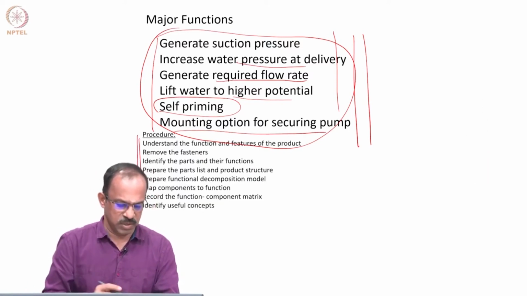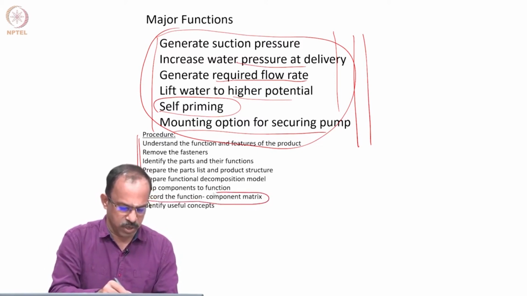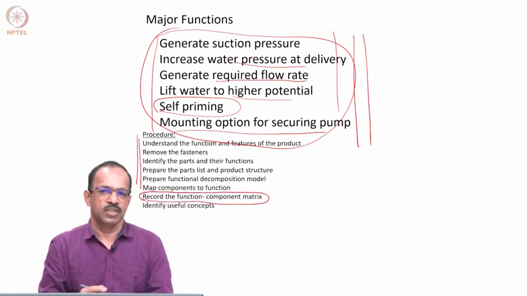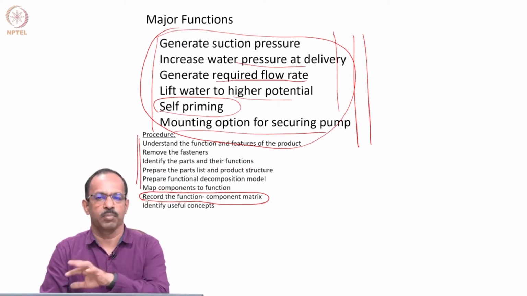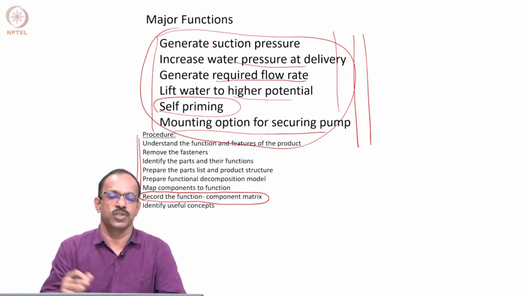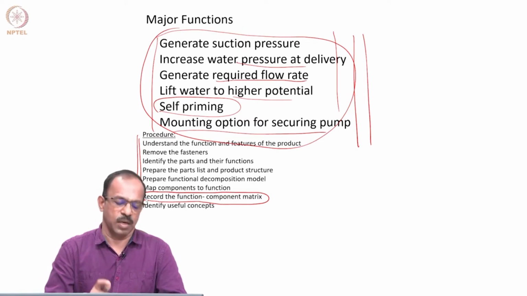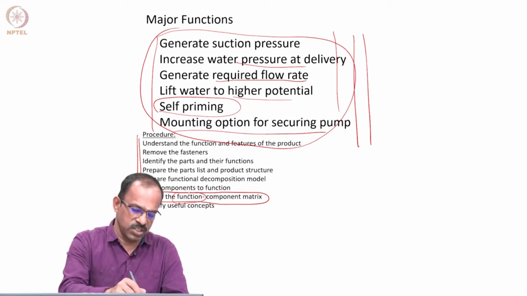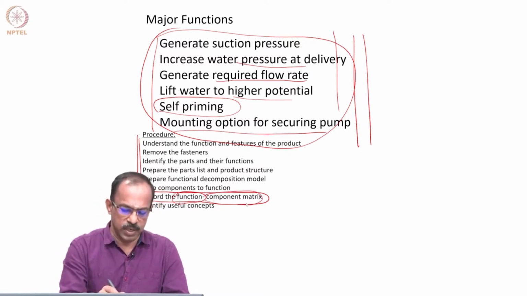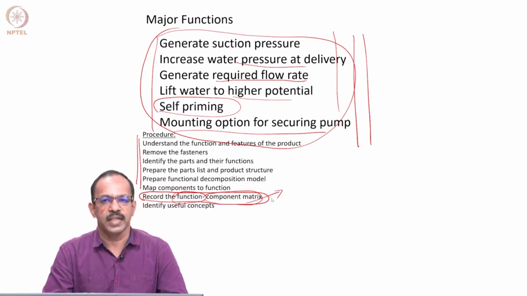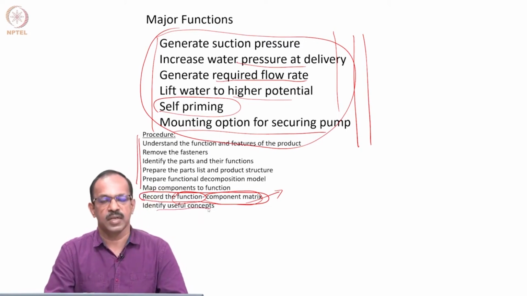Most of the initial procedure remains the same, and then what you need to do is write a function to component matrix. Now this you might have done earlier also. Earlier what we used to do was map part to component, part to function, and here you can do that with function and component in the same way. You can look at the function and then see which component is providing that function, and then you will see that a particular concept is employed in order to get that function. So that is where you identify the concept employed for achieving that function.